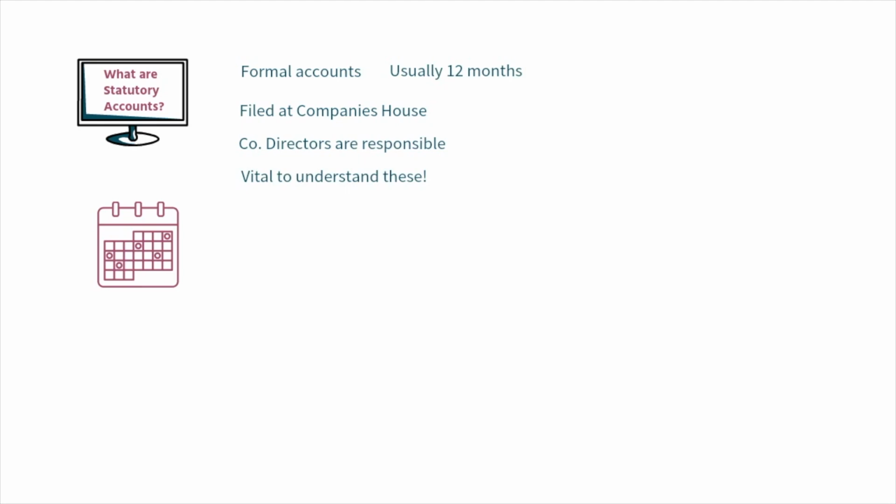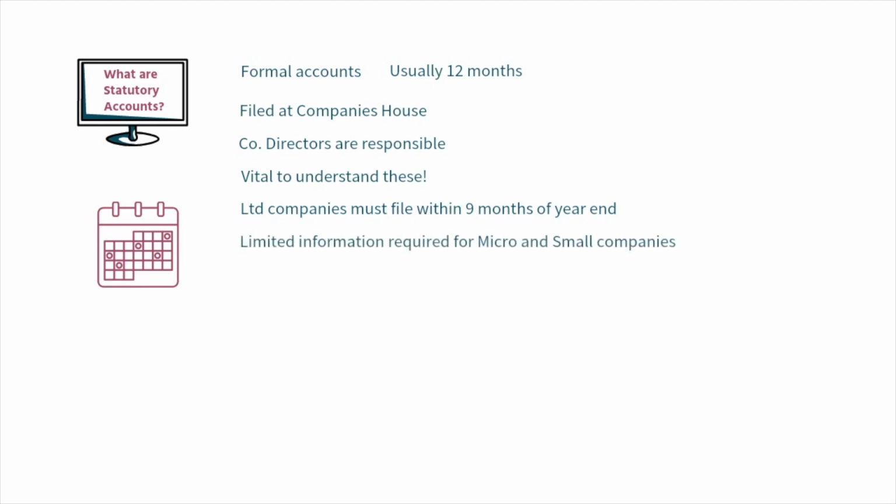All UK limited companies are required to file accounts within 9 months of the end of the period they cover. For example, accounts for a period of the 1st of January to the 31st of December 2020 should be filed by the 30th of September 2021. There are exceptions which limit the amount of information a company has to provide, particularly for micro and small companies.